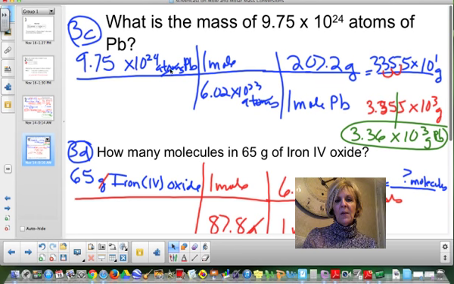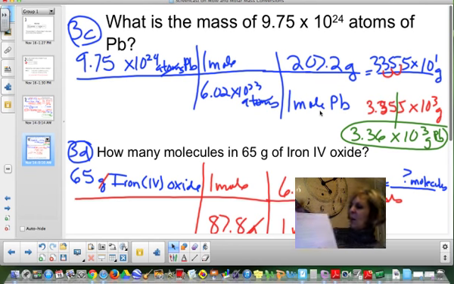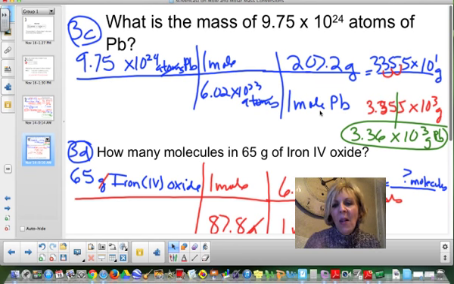9.75 times 10 to the 24 atoms of lead. Here's Avogadro's number that I'm using with my atoms on the bottom to cancel those out, equals 1 mole. And then 207.2 grams, that's how much 1 mole of lead is. And you might say, well, how did you get that, Mrs. Foy? Well, I looked on my periodic table and I found lead. And lead's atomic mass is 207.2. Because it's a whole mole of it, I'm going to use 207.2 grams. So this is what we call the molar mass, the mass of 1 mole of lead.